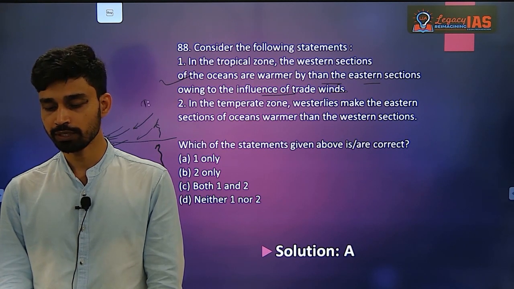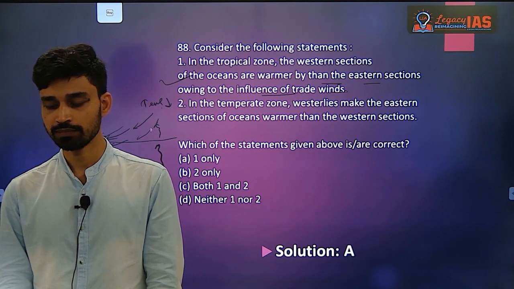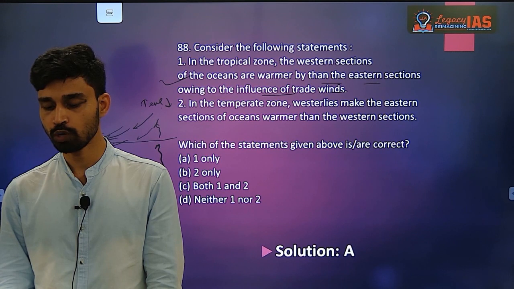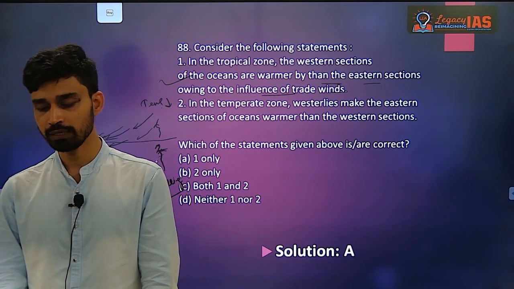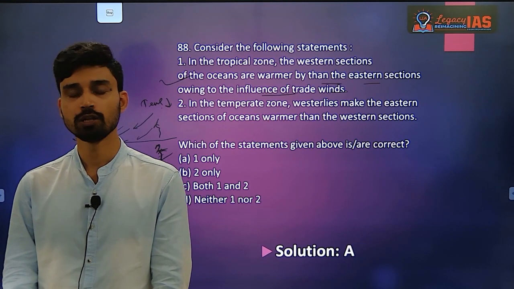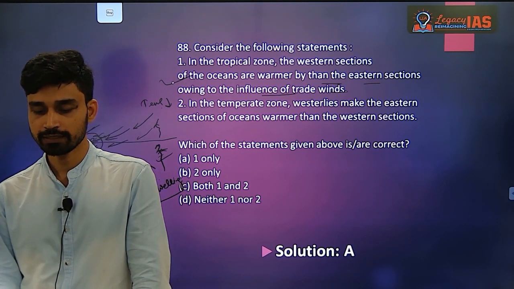So, temperature here is relatively lesser. This phenomenon is called upwelling. So, due to the upwelling phenomenon, the water temperature is relatively less on the eastern side and slightly higher on the western side. So, this is a correct statement.